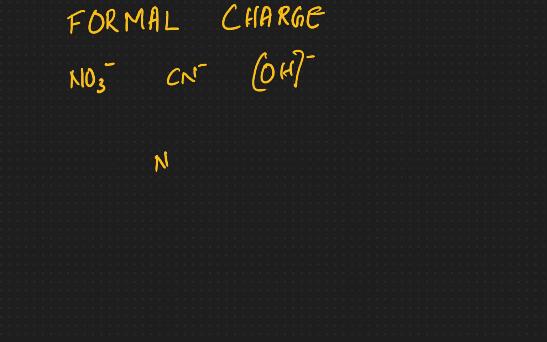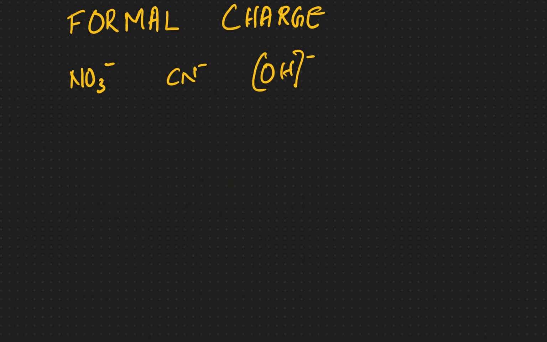Like in the NO3 minus, actually the nitrogen has a positive charge and these two oxygens have a negative charge, and thus we get the overall negative charge. And thus we should know how to calculate the formal charge.